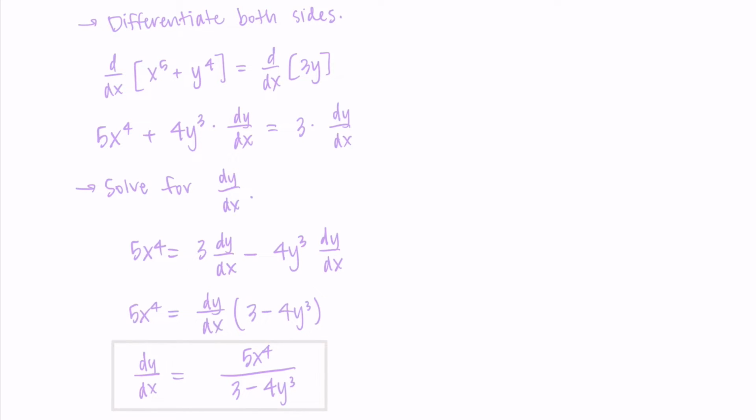And there we go. From this point, you could plug in the values for x and y to find the derivative or the slope of the tangent line at a specific point, but this is all we were asked to do for this problem. Okay, one last example, and I will just shake things up a little bit here.